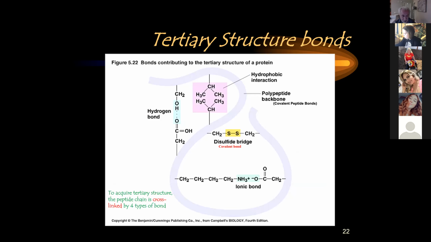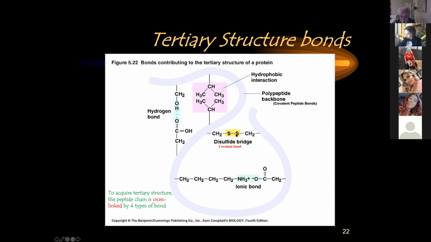Well, there are four types of bonds: a hydrogen bond, a hydrophobic interaction, a disulfide bridge, and an ionic bond. So you've seen some of these before. You've seen what a hydrogen bond is. You know how that forms. You know what an ionic bond is. Remember the salt, sodium chloride. You have opposite ions attract each other. It's an ionic bond. It forms within a protein chain.